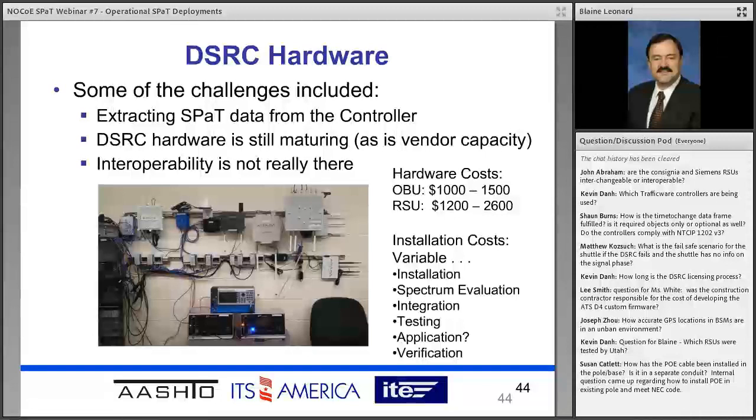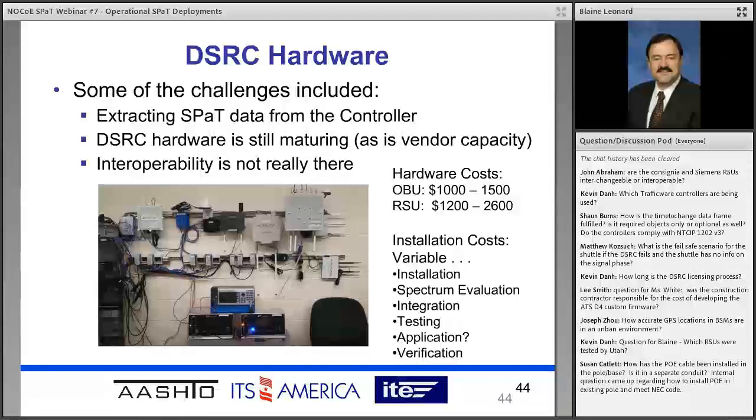These are modern controllers, but they weren't yet 12.02 version 3s, where I think some of those problems will be solved. But nonetheless, that was a challenge. I mentioned the DSRC hardware and the capacity of the vendors to support the hardware. That's still maturing. There's still changes.